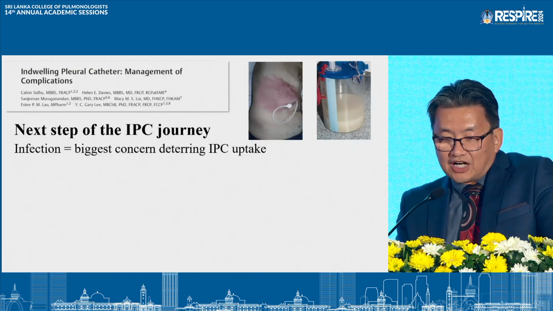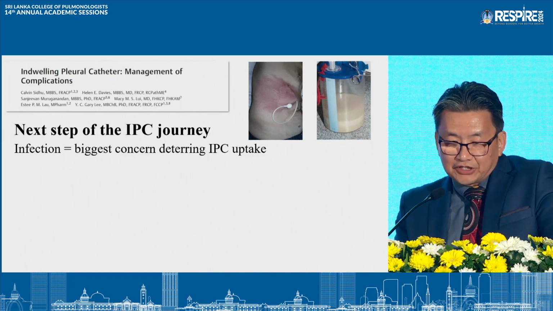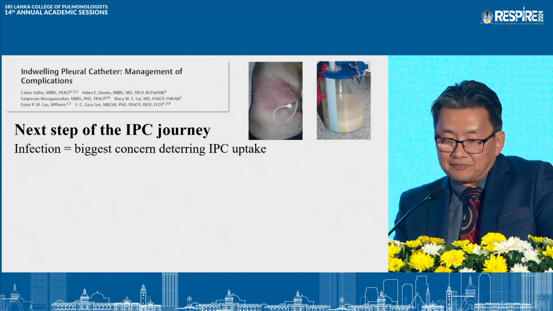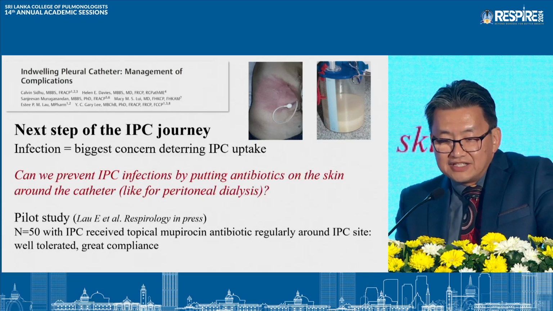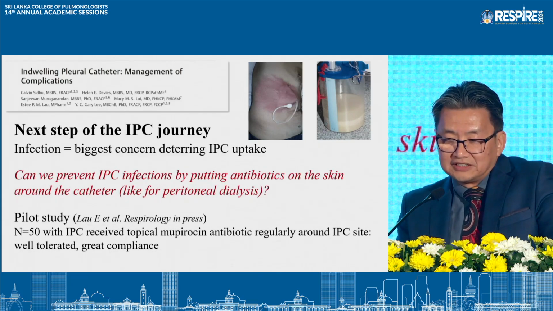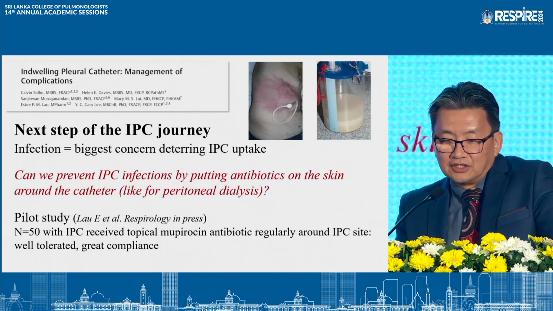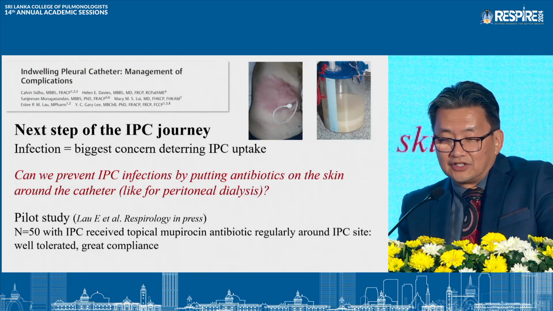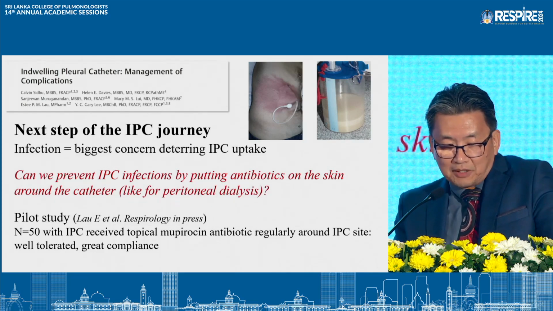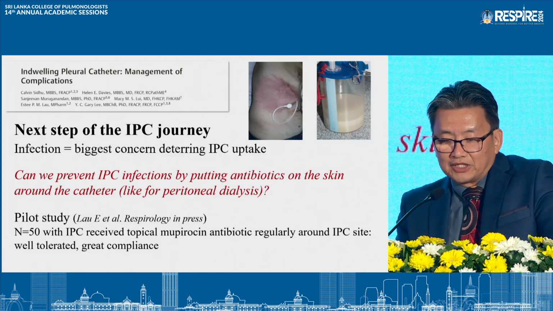But the next step of the IPC journey is to see how we can manage the IPC better. Infection is the biggest concern deterring IPC uptake in a lot of centers. Our question is, can we prevent these infections by putting topical antibiotics around the catheter? Peritoneal dialysis data has now shown that if you do that, you can significantly reduce PD peritonitis. So we just published a pilot study of 50 patients with IPC using topical mupirocin.